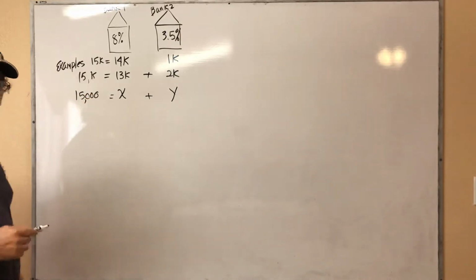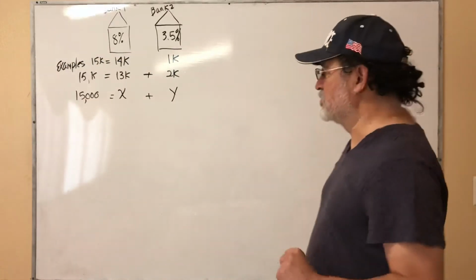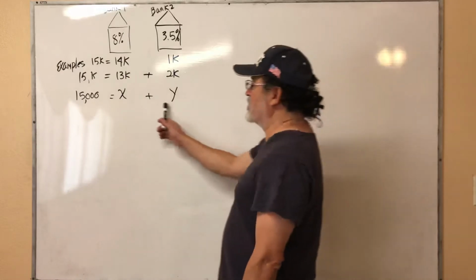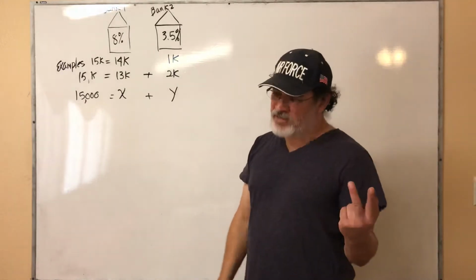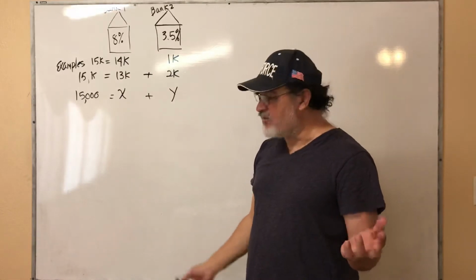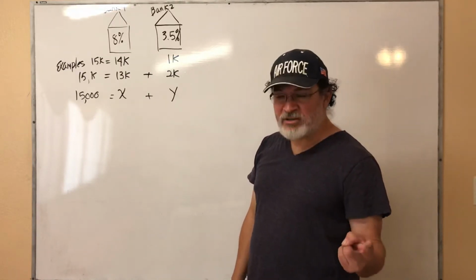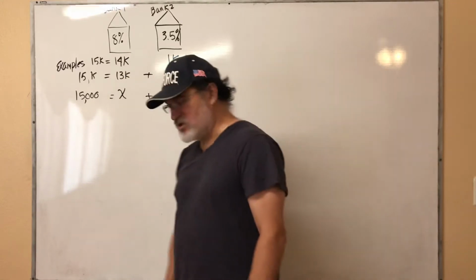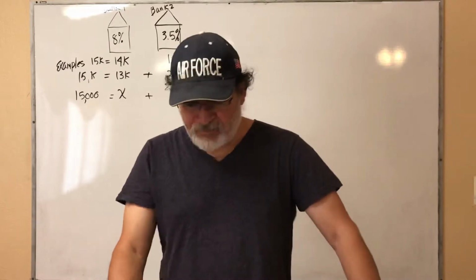$15,000. Okay. So we have one equation. Here it is. We have two variables, so we need another equation because you can't solve an equation that has two variables. So we need one more equation. So what else is given?